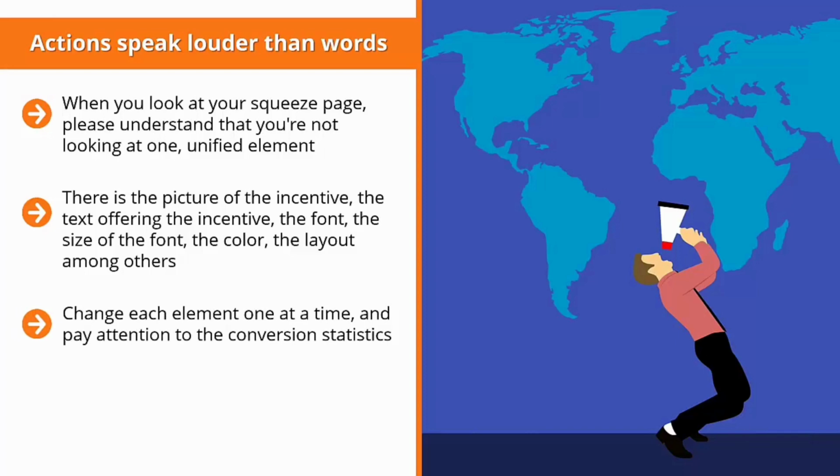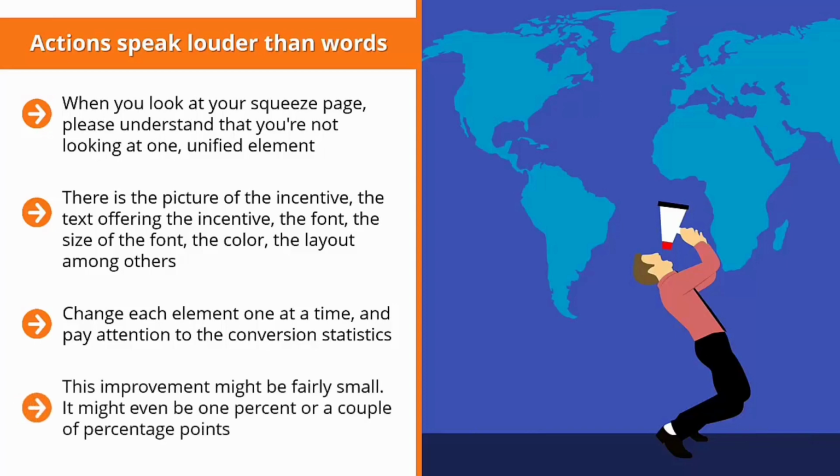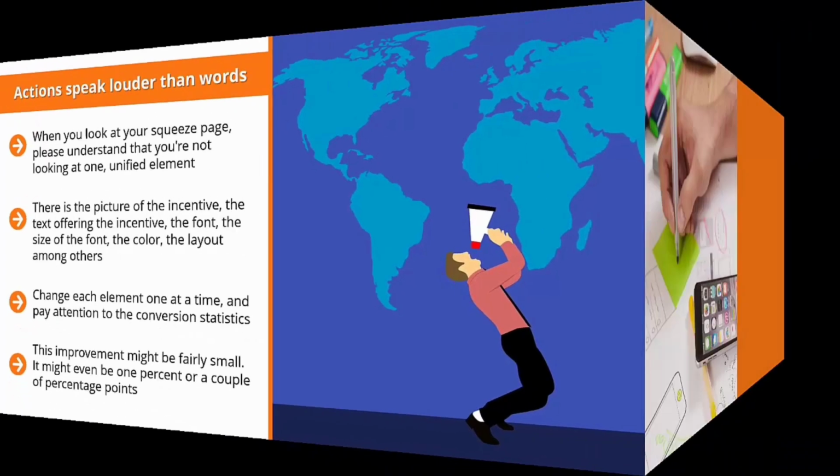Make many different variations, and then test these variations against your traffic. You should quickly see that at least one variation has a higher conversion rate than others. The improvement might be fairly small. It might even be 1% or a couple of percentage points. That's okay. You need to isolate that variation and make more variations of it. Run traffic through all the variations and see if you can improve your conversion rate.